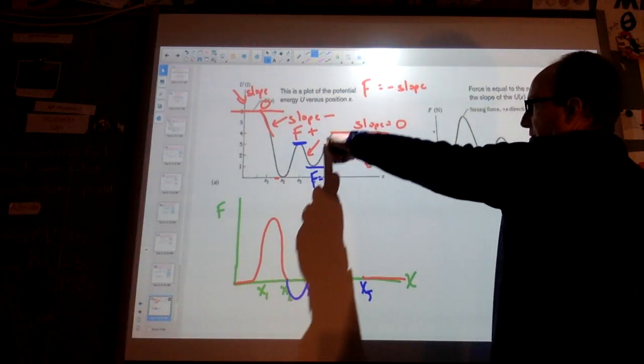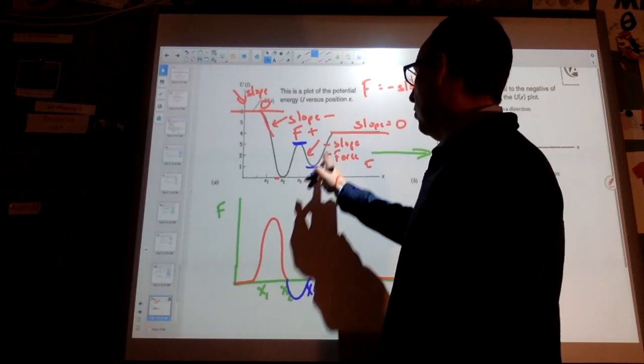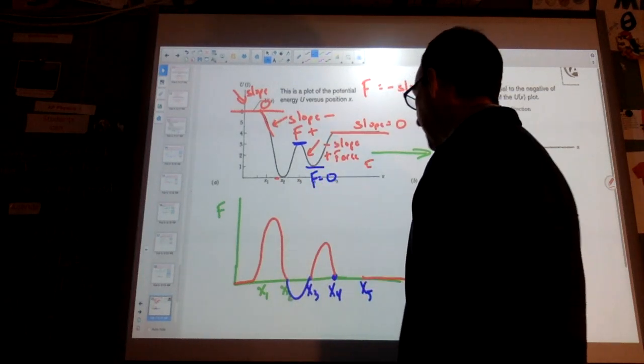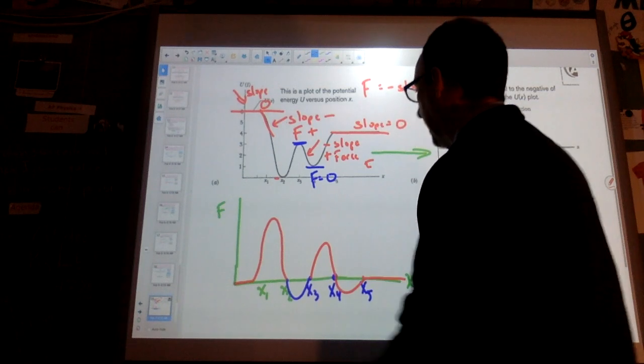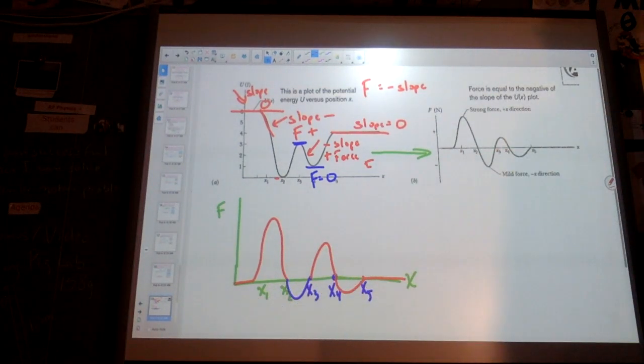From x4 to x5, this is a positive slope. So that's going to be a negative force. So this is going to dip down again. And so the graph that I drew looks similar to this one.